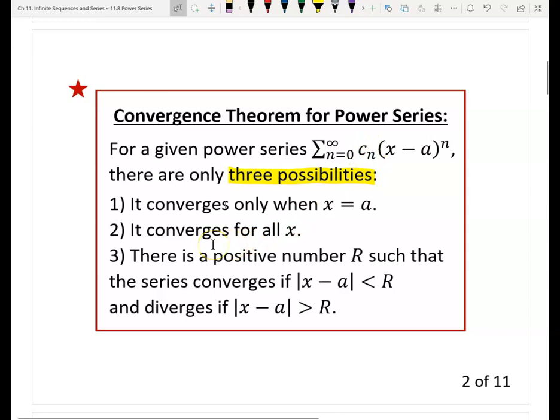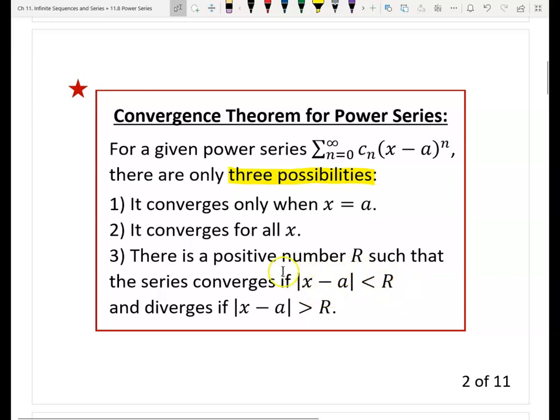And the second case, it converges for all the real numbers x, which means all the numbers between negative infinity and infinity, it converges. The domain is all the real numbers. Okay, this is the second case. If the first 2 cases are not true, then the third case should be true. What is the third? There is a positive number r such that the series converges if the difference between x and a is less than r.